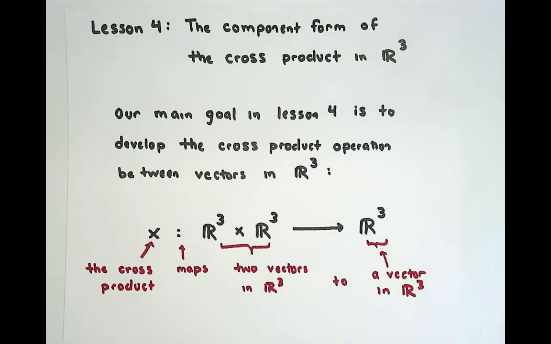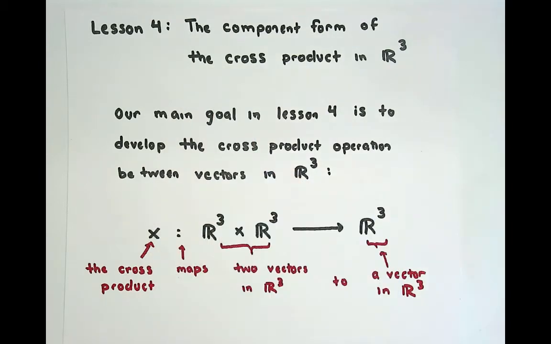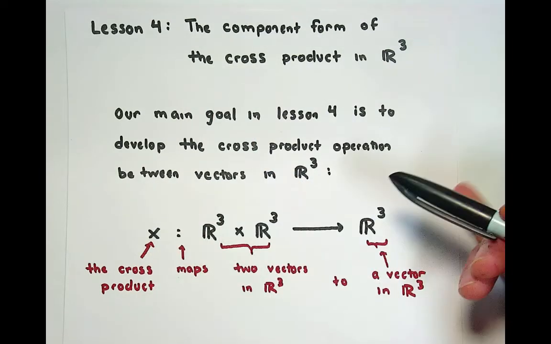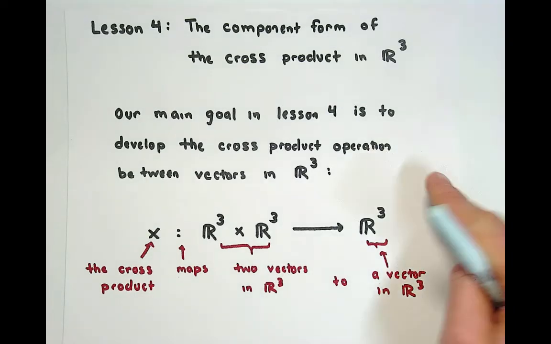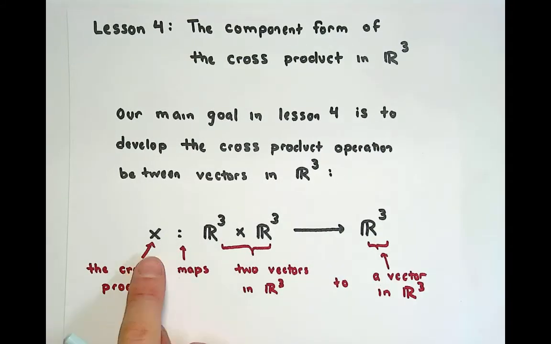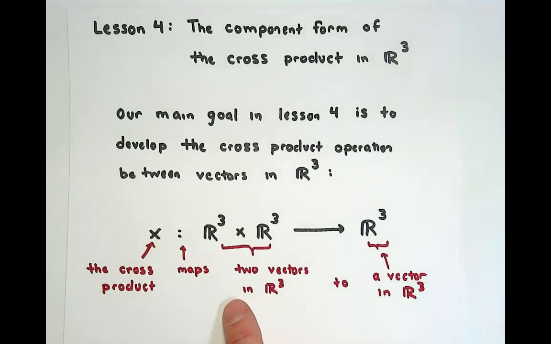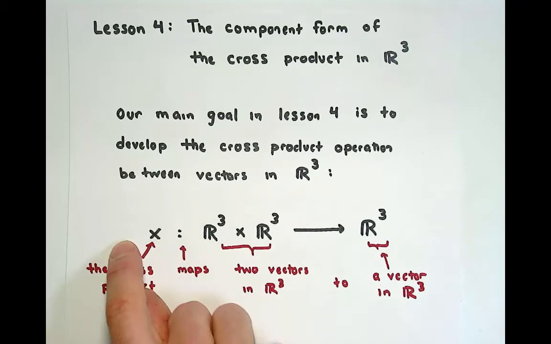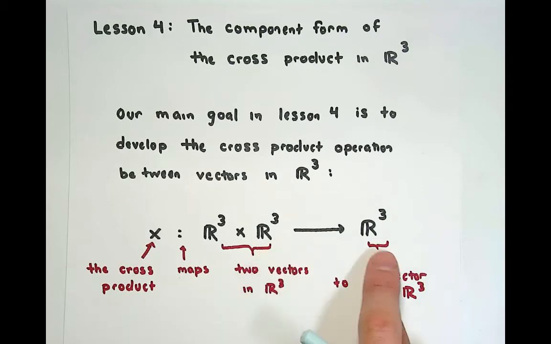Welcome back. In this video, we're going to talk about the component form of the cross product in R3. As a quick review, remember that the main goal of lesson 4 is to develop the cross product operation. As we talked about in the previous video, the cross product as an operation maps two vectors in R3. The thing on the left-hand side of the cross product is a vector. The thing on the right-hand side is a cross product into a vector in R3.